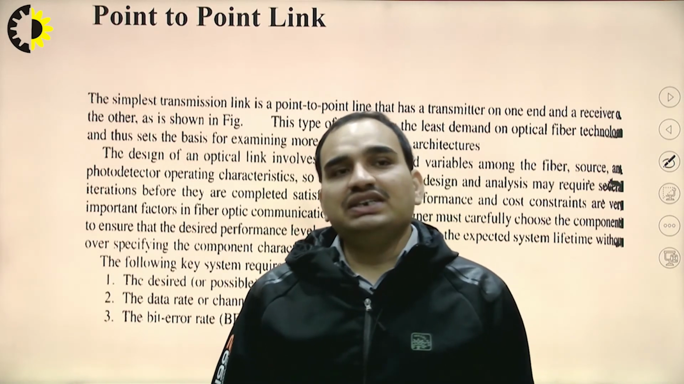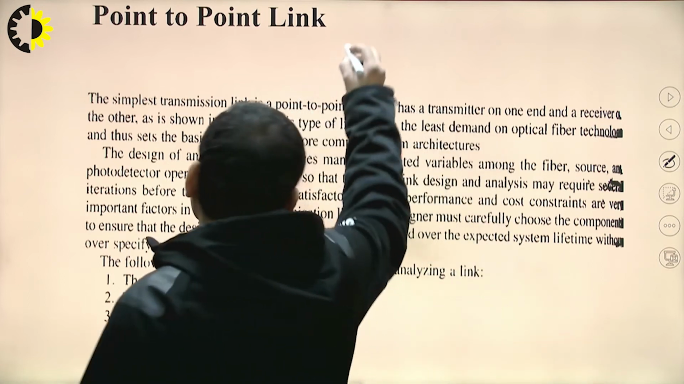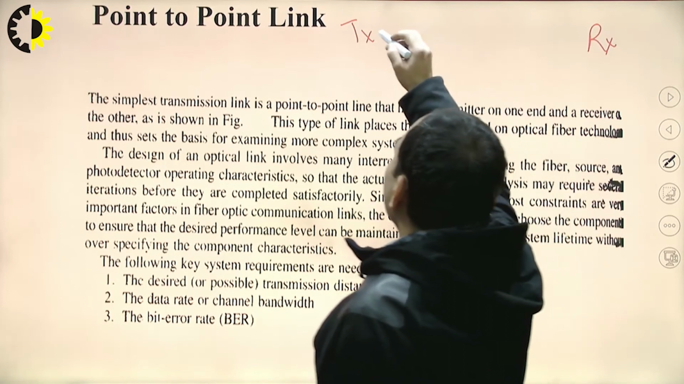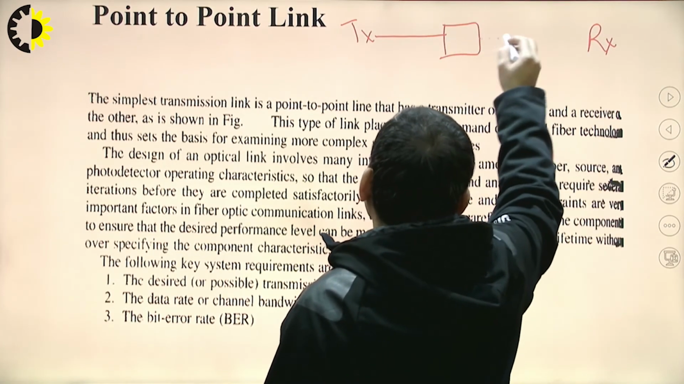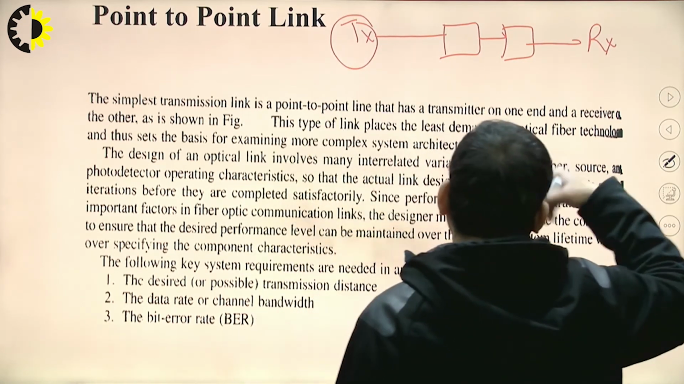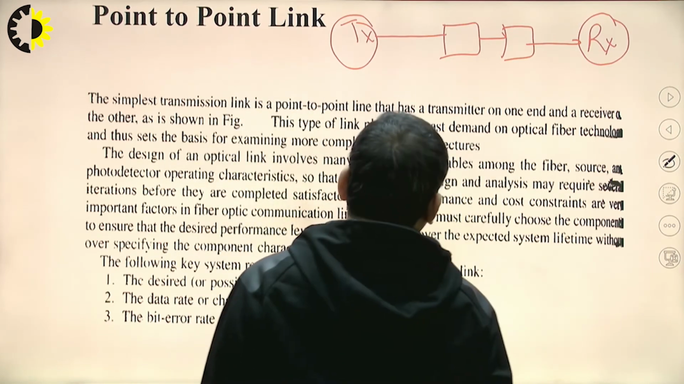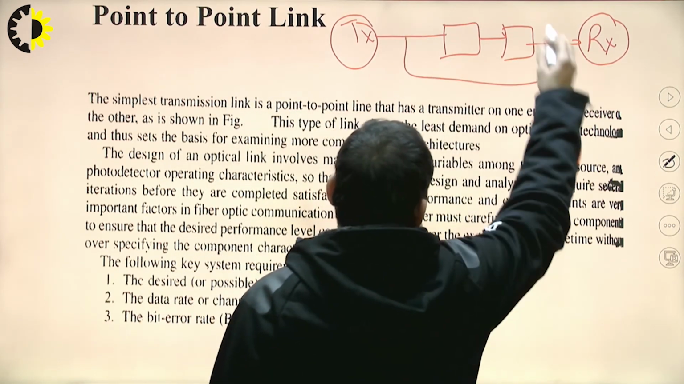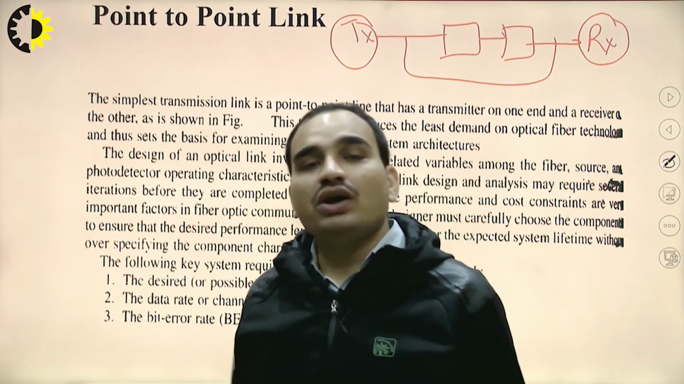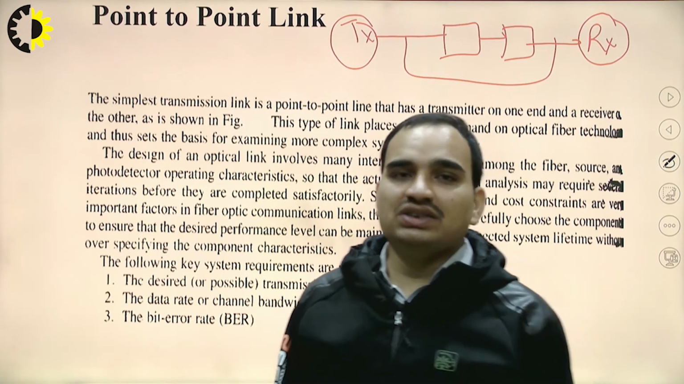So next is the point-to-point link. When we want to establish a link between a transmitter and the receiver, we have to consider a few points: what should be the source, it may be LED or laser; what should be the receiver, it may be a PIN diode or the avalanche photodiode; and what should be the optical fiber. All these parameters, when we are considering establishing a point-to-point link, are discussed here in this slide.